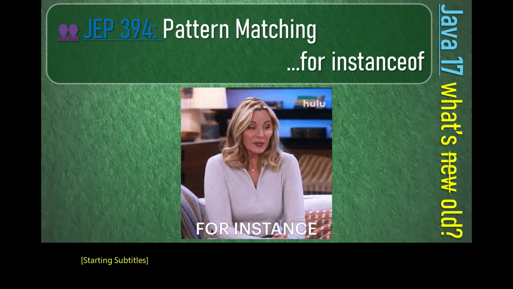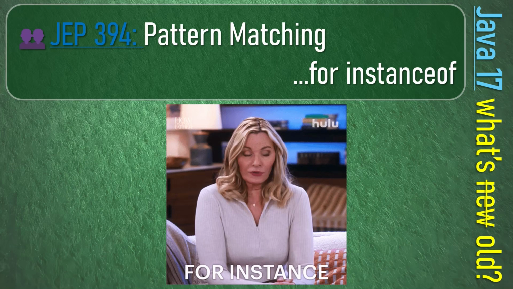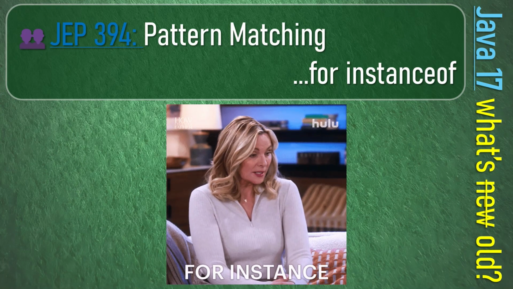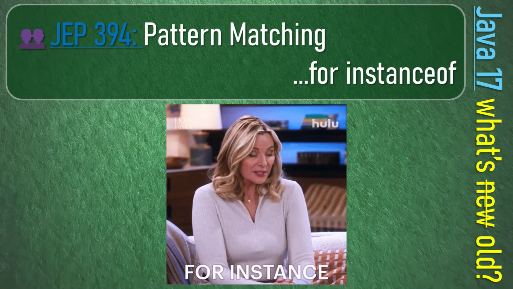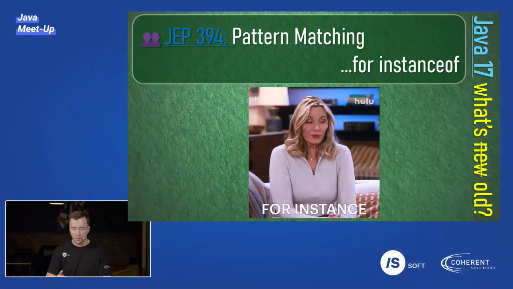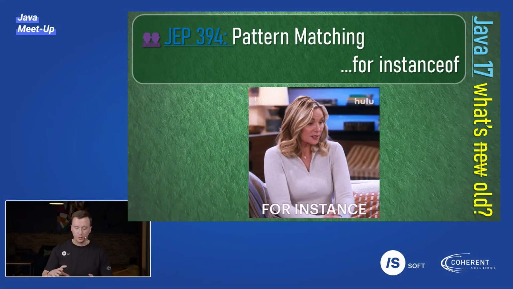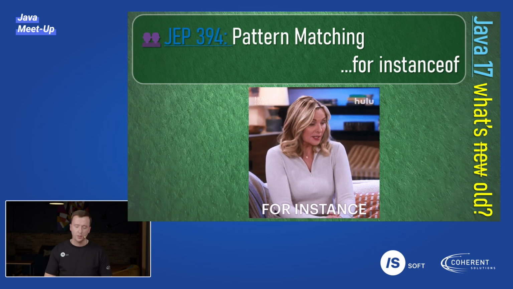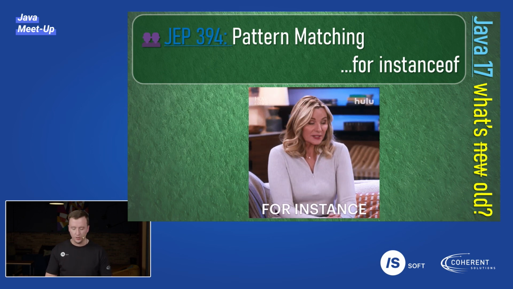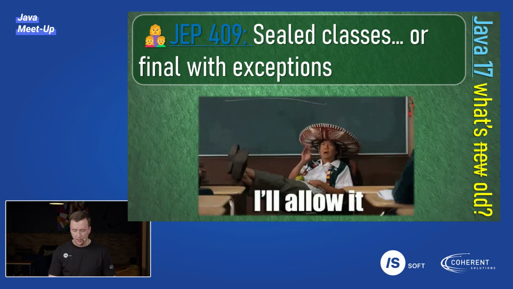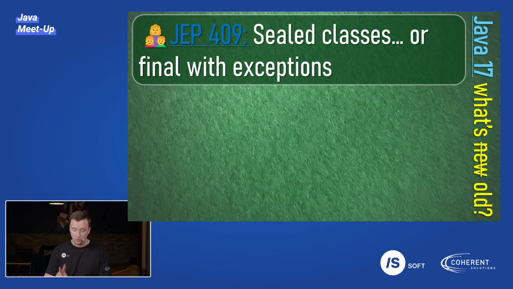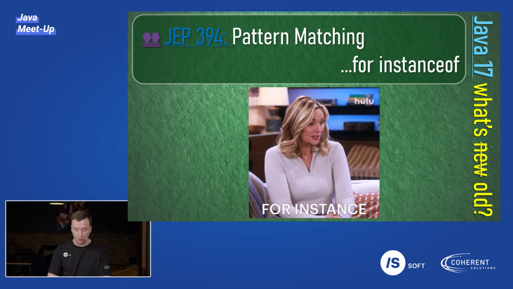And what else do we have? Pattern matching for instanceof. Unfortunately, I didn't put an example directly into this slide. However, it's also a pretty easy example to look at, and together with it, sealed classes, or as I named them, final with some exceptions. Let's look at these two features in the code.